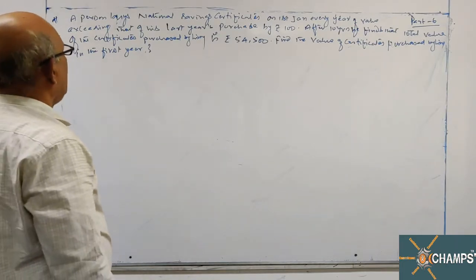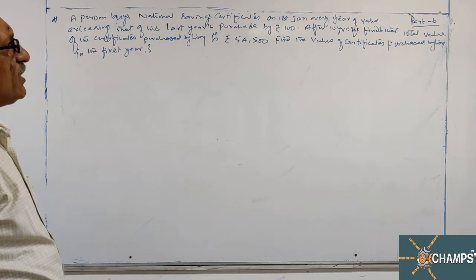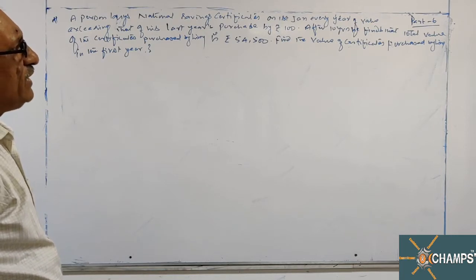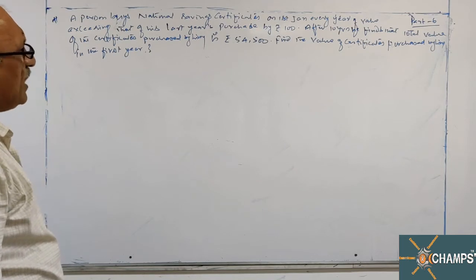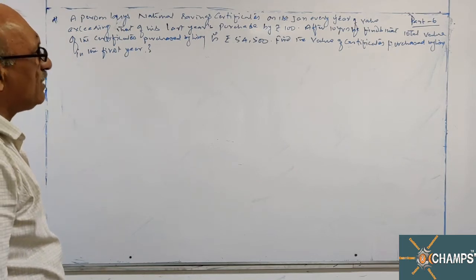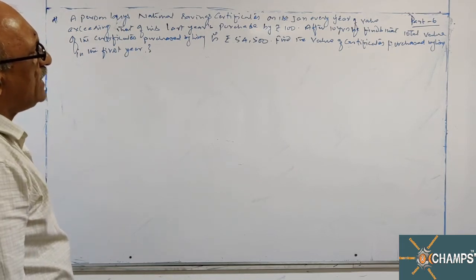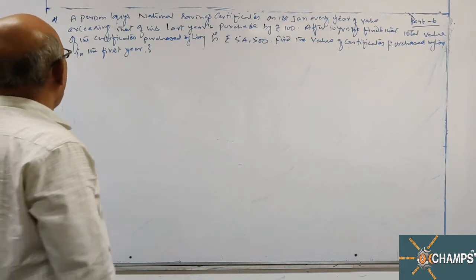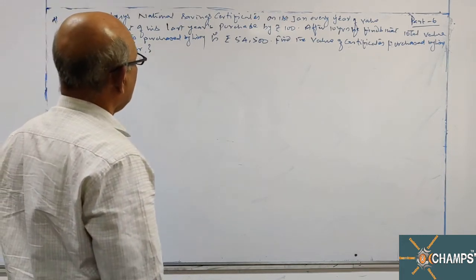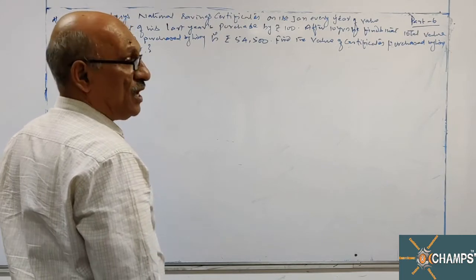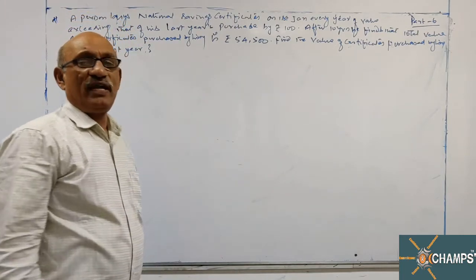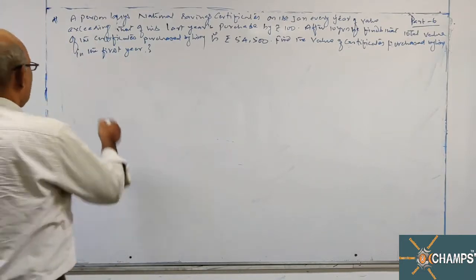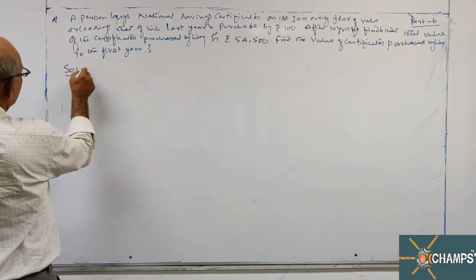Look at the question, sir. A person buys national savings certificates on 1st January every year of value exceeding that of his last year's purchase by rupees 100. After 10 years, he finds that the total value of the certificates purchased by him is rupees 54,500. Find the value of certificates purchased by him. See the solution part of this.